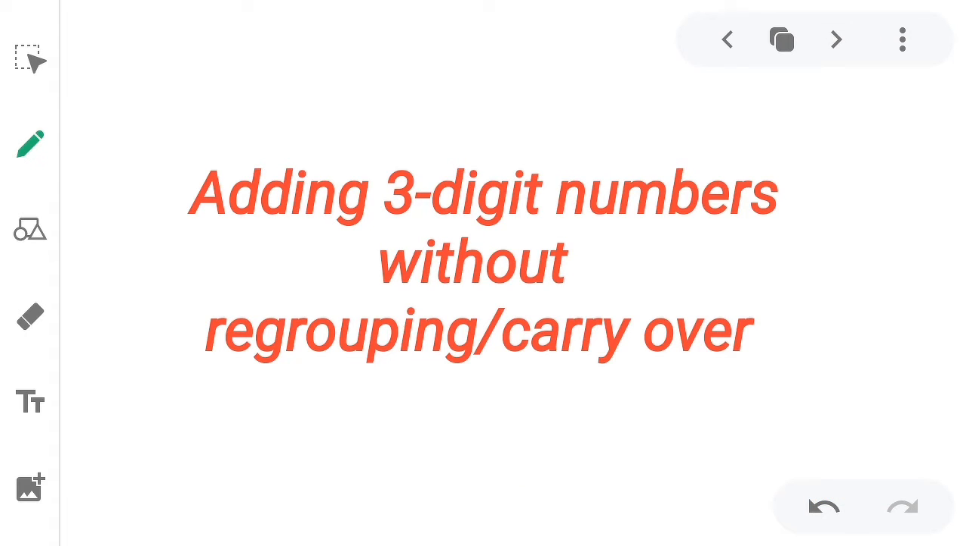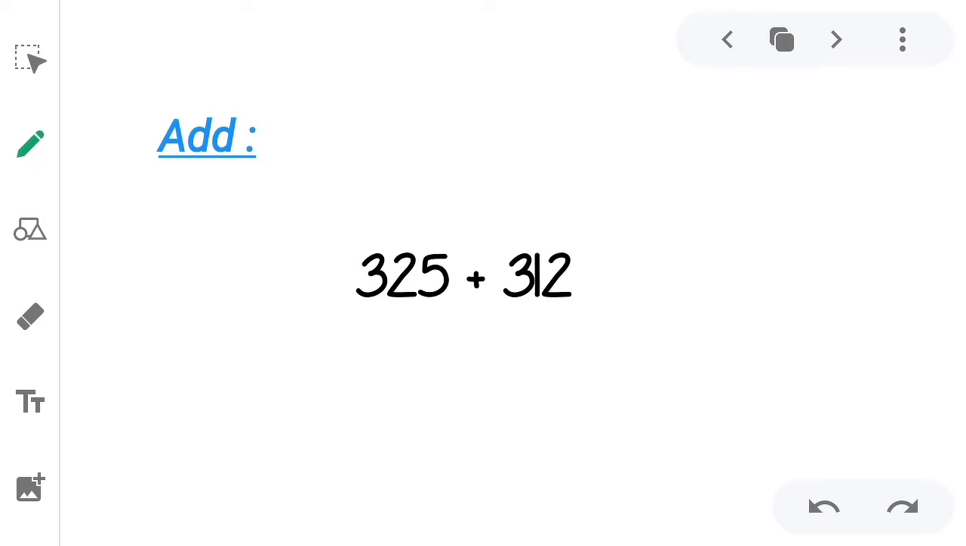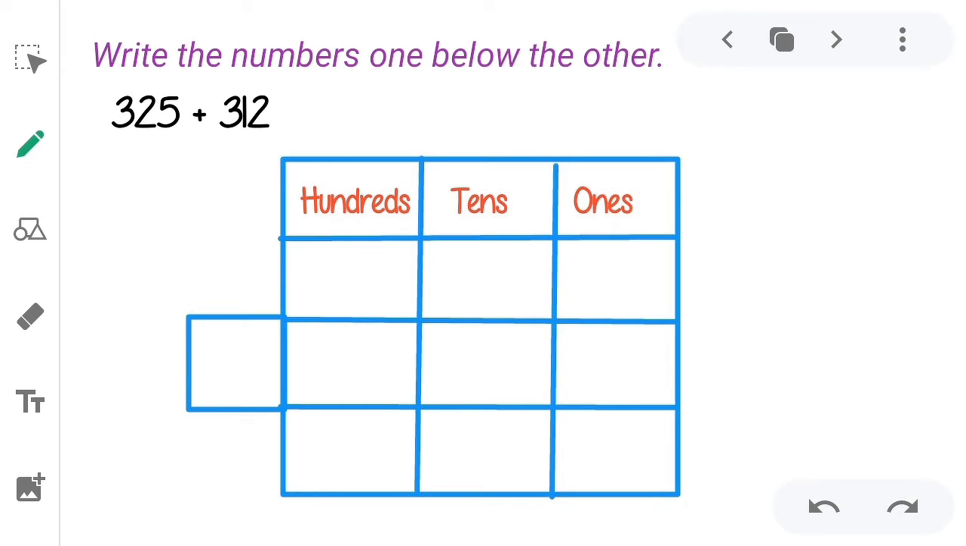The first topic that we will do is adding three-digit numbers without regrouping or carryover. So the first question that we will solve here is 325 plus 312. Whenever we start solving the sums, the first thing that we will do is write the numbers one below the other.